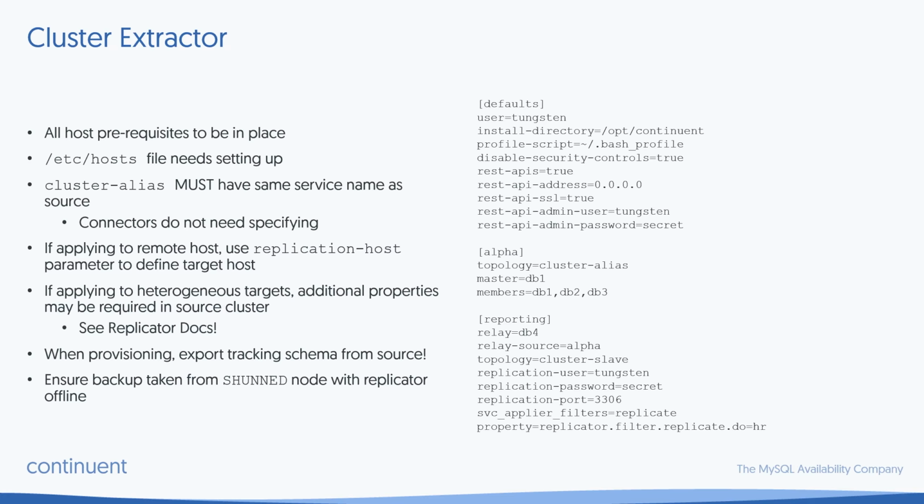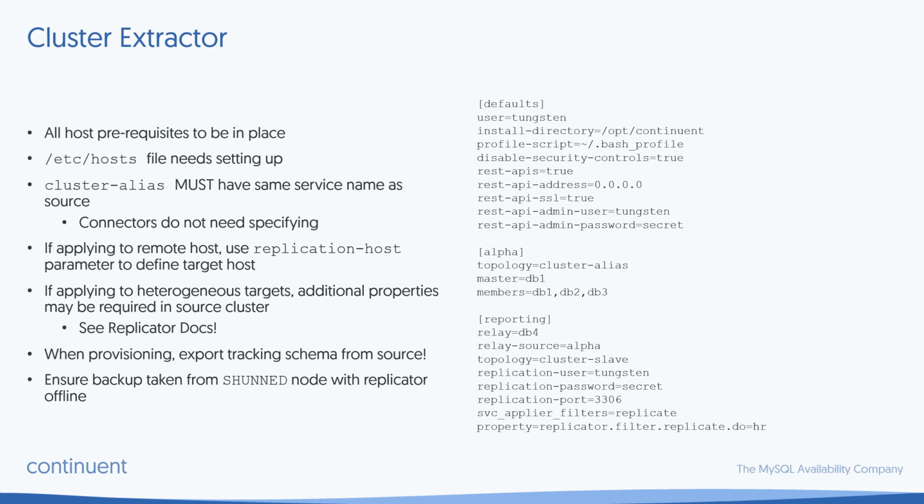If you are applying to a heterogeneous target, something like Oracle or Postgres or Vertica, there may be additional properties required in the cluster. Additionally, you may also have a slightly different configuration here for the Cluster-Extractor. There's a lot more examples of that in our online documentation. And we also discussed the heterogeneous targets in a little more detail in our Replicator masterclass training sessions. Feel free to obviously explore those if you wish.